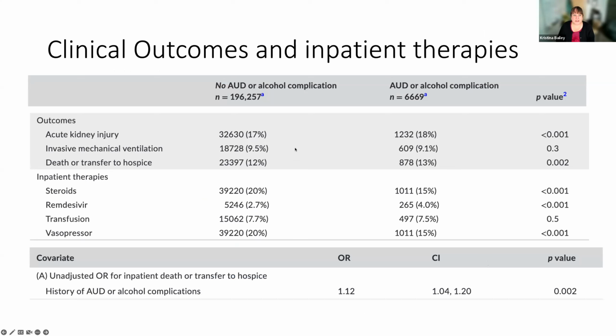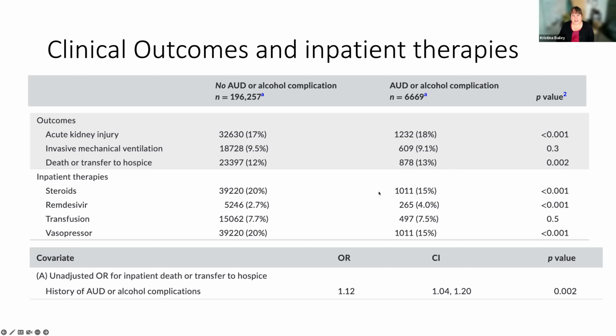So when we looked at clinical outcomes and inpatient therapies for those that were hospitalized, you can see that acute kidney injury was more common in those with alcohol use disorder. Mechanical ventilation was similar, and death was slightly higher in those with alcohol use disorder, 13% versus 12%.